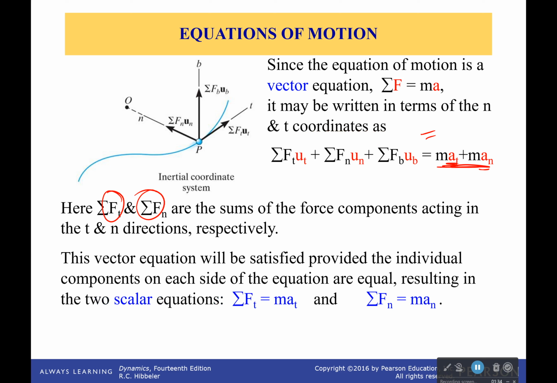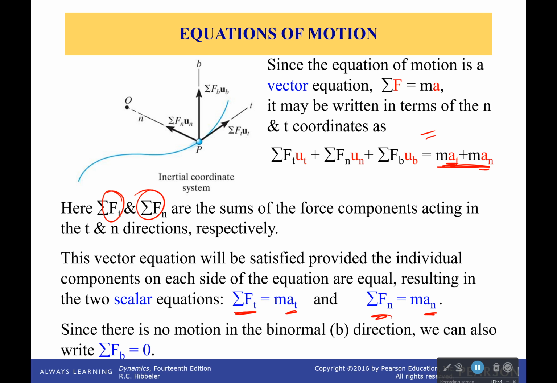And then from this, we will get two scalar equations, which are usually very helpful. The sum of the forces in the tangential direction will cause an acceleration in the tangential direction. The sum of the forces in the normal direction will cause an acceleration in the normal direction. And you're like, okay, but why is this helpful? It does. The one thing we said was going to be helpful is that one of these is always going to be equal to 0.